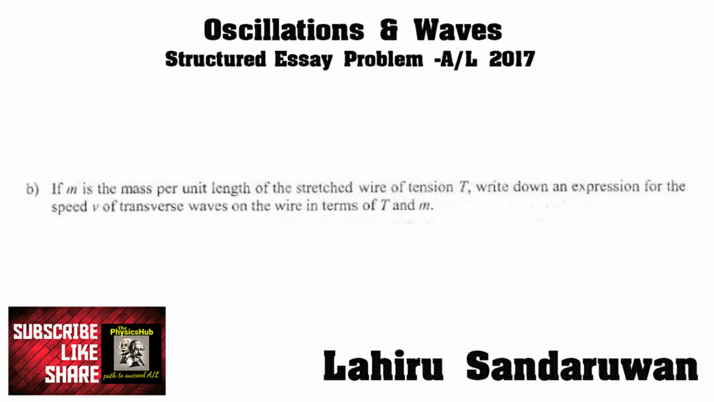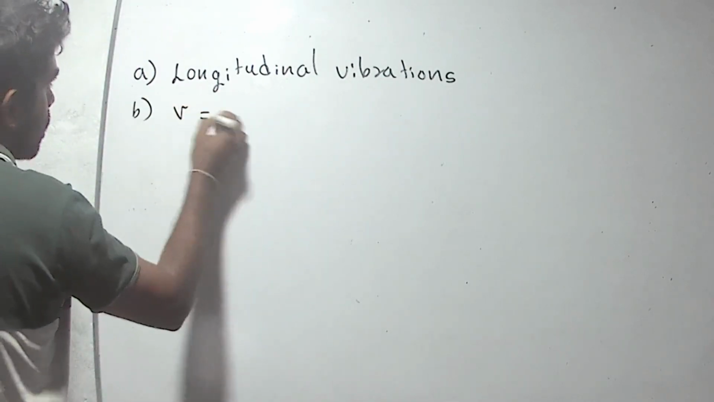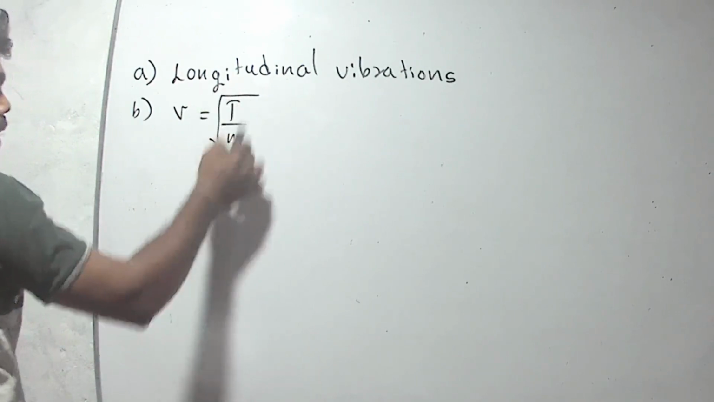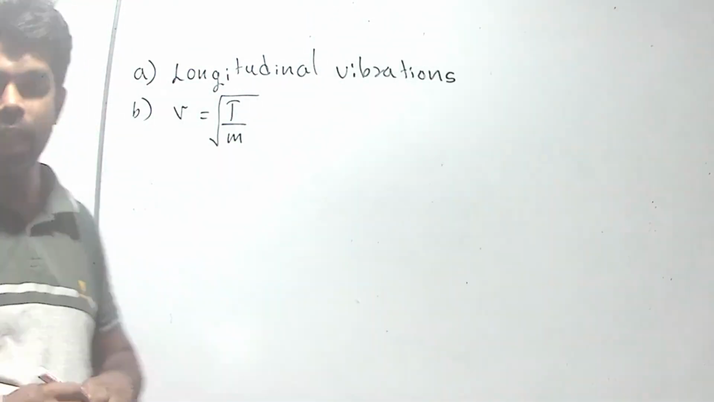In part B, if m is the mass per unit length of a stretched wire of tension T, write down an expression for the speed v of transverse waves on the wire in terms of T and m. The velocity of transverse waves in a stretched wire is the square root of tension divided by mass per unit length. Here m is the mass per unit length.